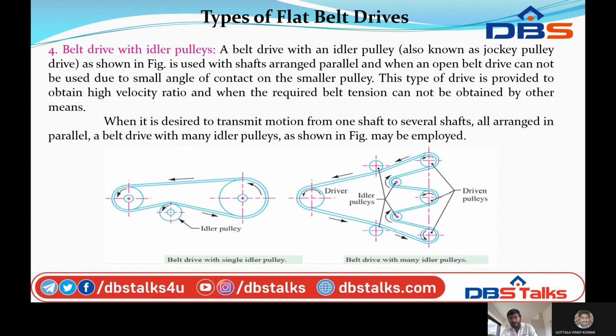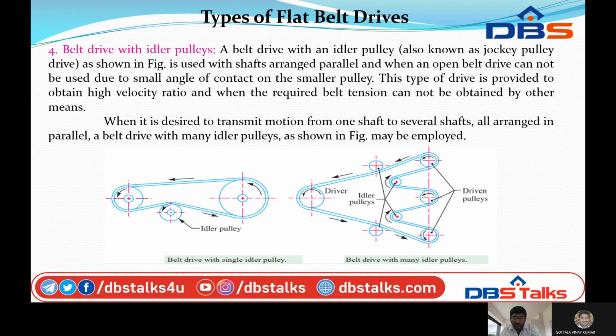So by arranging more idle pulleys, the belt will be rotated in the same direction. These three are driven pulleys. The smaller one and the larger one are the driver pulleys. The belt passes from the driver pulley to the idle pulleys. They are arranged with four idle pulleys.